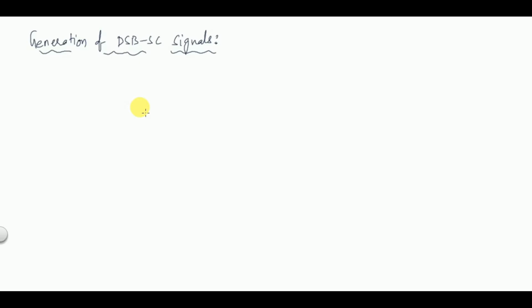Generation of DSB-SC signal is of two types. There are two types of modulation techniques for generating DSB-SC signal. The first type is the balanced modulator, and the second type is the ring modulator.